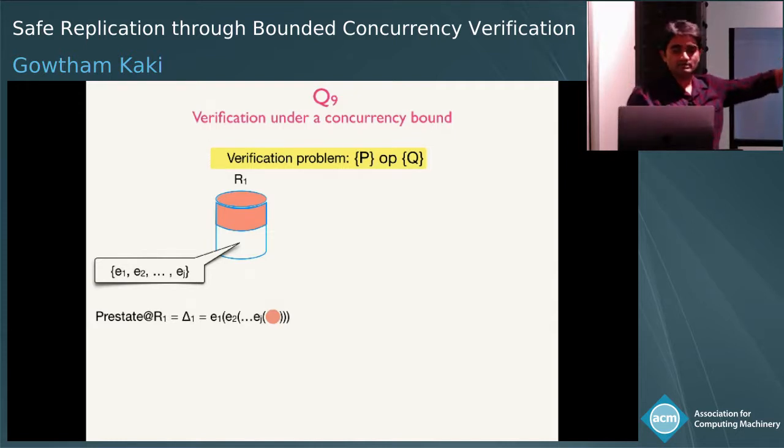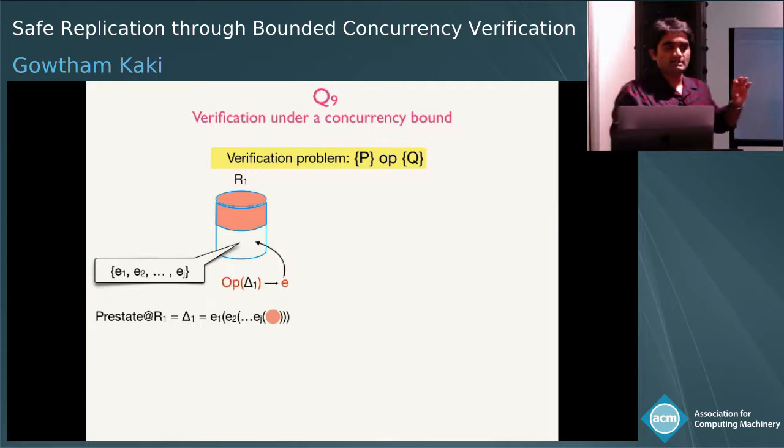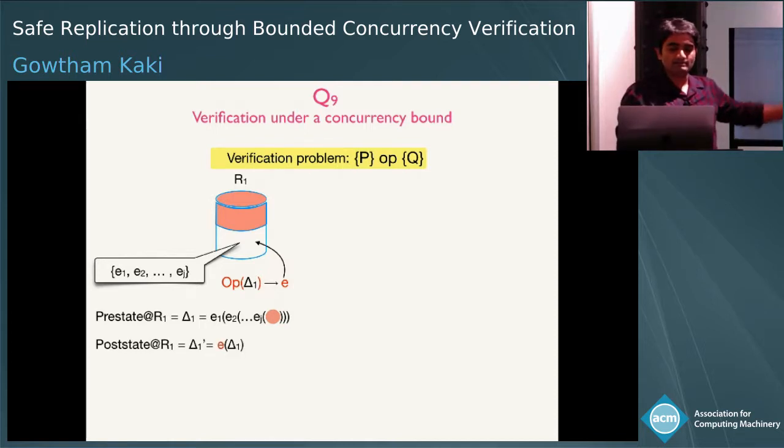Let's consider replica R1. We have effects e1 to ej at replica R1 and some common prefix. So let's consider what is the state at R1. It is basically e1 to ej applied to the common prefix, right? So let's call it delta 1. Now let's say we have an operation that executes at replica 1 that sees delta 1 and generates an effect E, and E gets added to the replica immediately. So the post state after we add the effect E is essentially E applied to the pre-state delta 1, right?